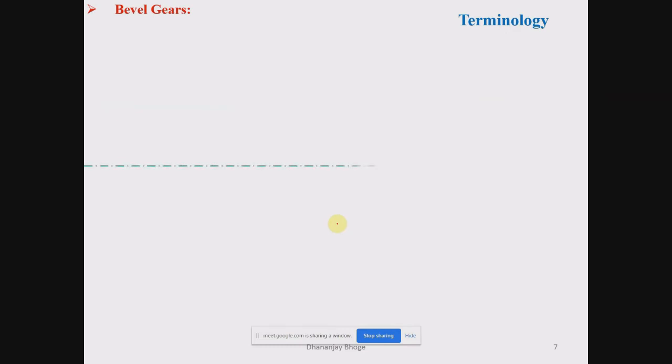Now let us start with the terminology of bevel gears. So draw the axis of this gear. Diagram काढूया. So draw this. पेजच्या सेंटरला डायग्राम काढायची आहे. This is the cut section of bevel gear. We are drawing the sectional view of bevel gear.